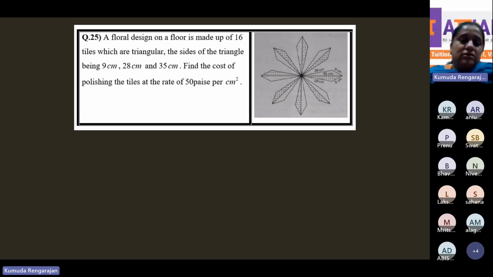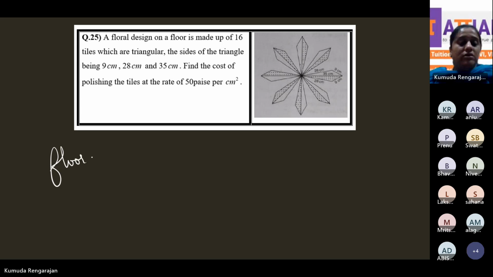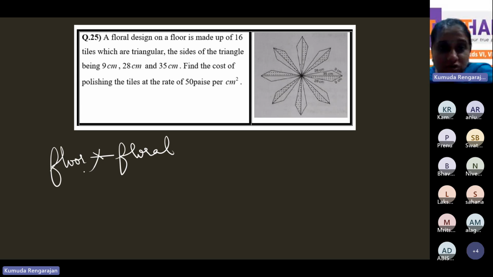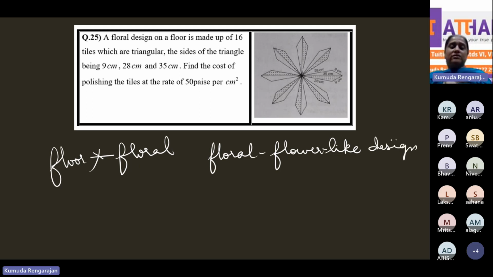A floral design. A floral design does not mean a design on the floor. It's not called a floral design because it's on the floor. See, it's written a floral design on a floor. Floral means flower-like design. That is a floral design.